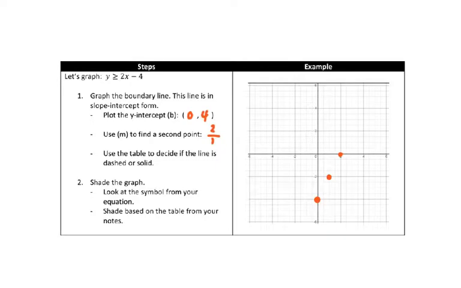And then I have to ask myself, is this line dashed or solid? We were just talking about it. If it's got the or equal to, then the line is going to be solid. So we're going to graph a solid line. Mine's probably not going to be perfect because I don't have a ruler right now, but this is about right.